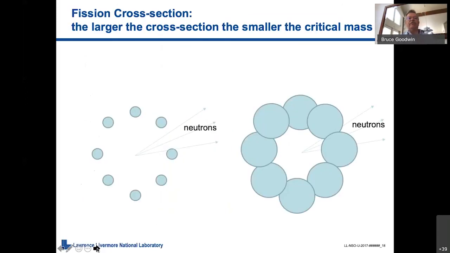Okay, fission cross-section. This is a physics metaphor or analogy. A higher cross-section material appears bigger, if you will, to neutrons than a low cross-section material. And so in an assembly it is more likely to intersect a neutron and fission than a low cross-section material.